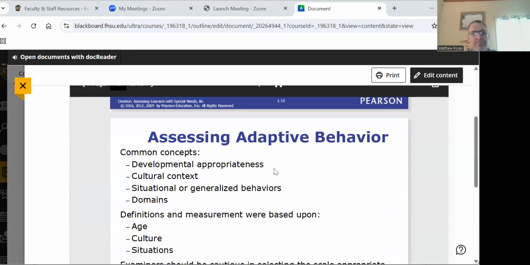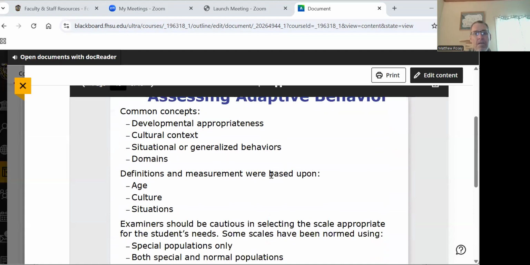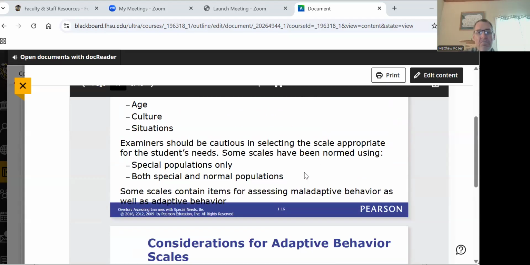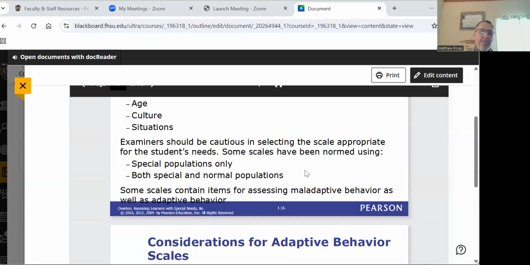In assessing adaptive behaviors, we look at developmental appropriateness, the cultural context, situational and generalized behavior, and then the different domains they're in. Regarding definitions and measurement, when we score, these are based on age, the culture, and the different situations. As an examiner, when I'm providing adaptives for you to complete, I need to be cautious in selecting a scale that's appropriate for student needs.